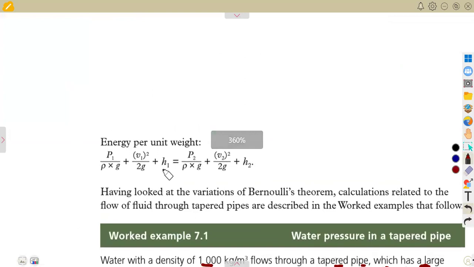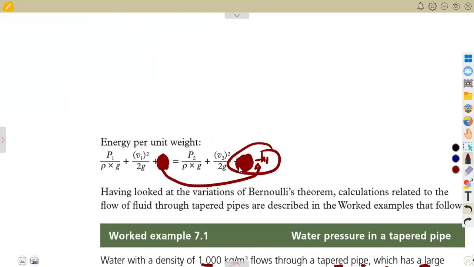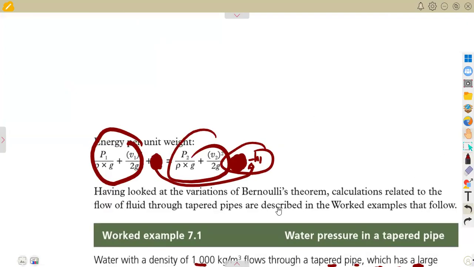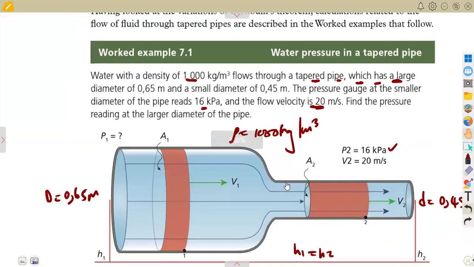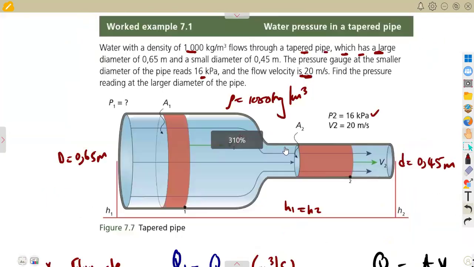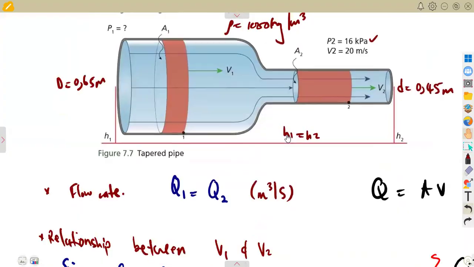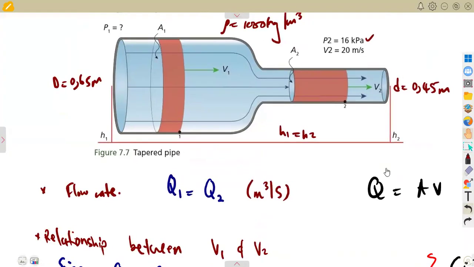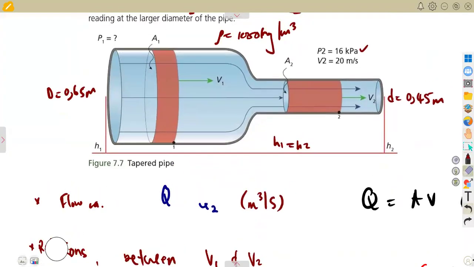If I take this H1 to the other side, it will be minus H1, so it subtracts. It simply means we are left without H1 and H2 because they are the same. So you're just left with this part of the formula only. This is the part of the formula that you're going to need. Remember, we want to calculate the pressure at the inlet, where we have the larger diameter.